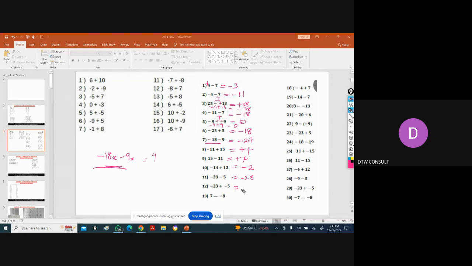What about this? Negative 28. Okay, because this times this gives you negative. So it's also a negative 23, negative 5. So negative 28. What about this? Positive 15. Good. Quickly, what about this? Positive 3. What about this? Negative 21. Great job. What about this? Positive 21.